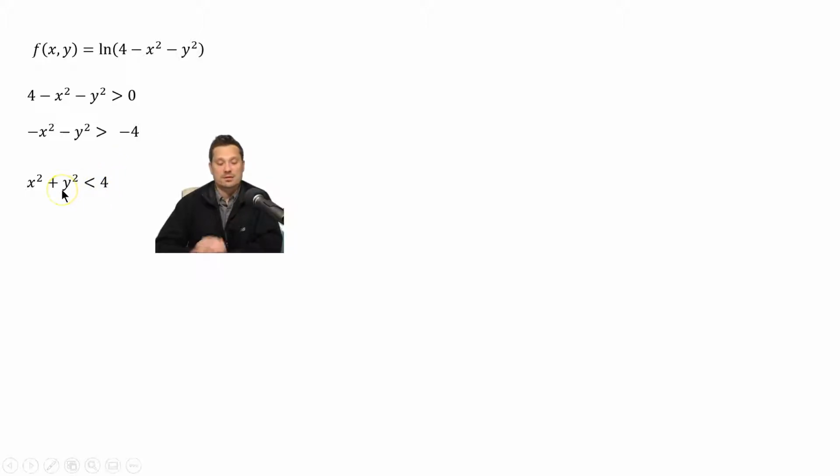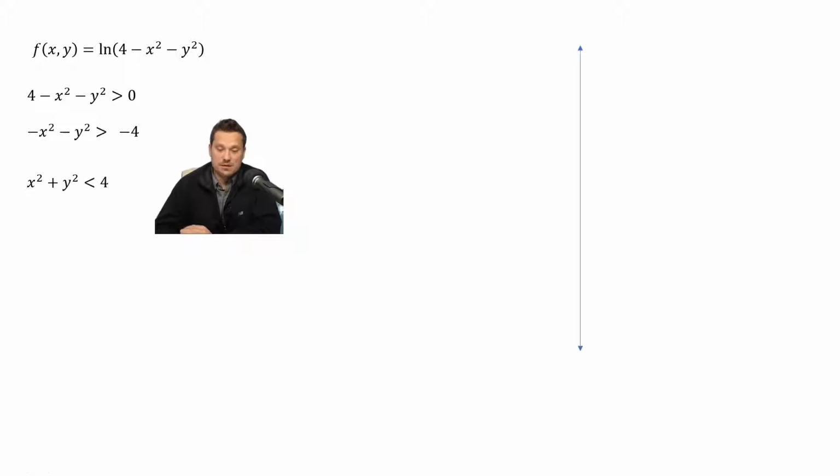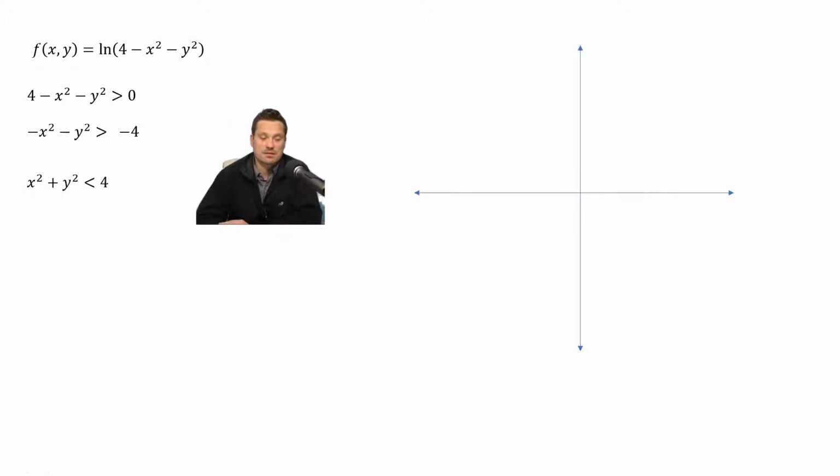So if you look at x² + y² < 4, how do we represent this? This is basically the inside of a circle, but it excludes the boundary of the circle. And it excludes the boundary because of the less than symbol. So let me show you a bit more detail here. This is my y-axis, this is my x-axis. I'm going to graph on the right side here.